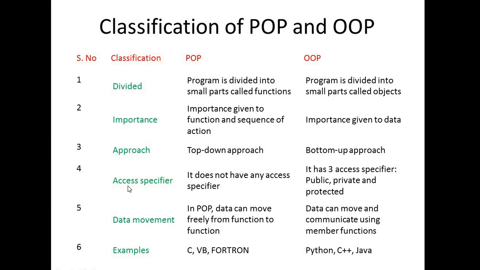Then you just see the fourth difference. So it is access specifier. Okay, so we have another terminology called access specifier, and this particular terminology we didn't use in procedure oriented programming, right? So your POP does not have any access specifier. We don't have any such concept in C language, right? So if you see object oriented programming, it has three access specifiers in general. We are not relating this to Python, but in general, object oriented programming has three access specifiers. They are public, private, and protected.